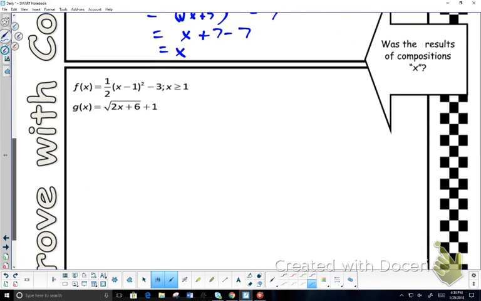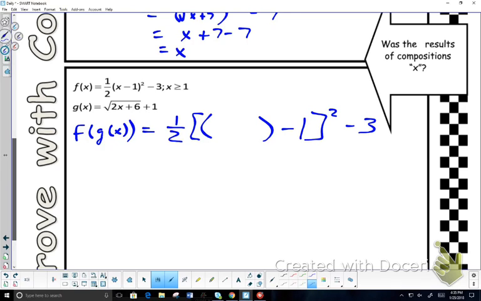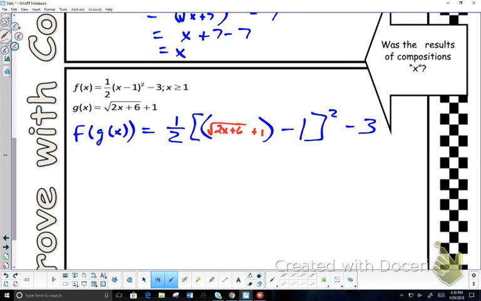So, same idea, f of g of x. F is going to be my outside function, which means I got 1/2 parentheses minus 1 squared minus 3. And then I'm going to take my g, which is the square root of 2x plus 6 plus 1. And then I'm just going to start simplifying this. The first thing that'll go away is my 1's will become 0. So I got 1/2 times the square root of 2x plus 6 squared minus 3.